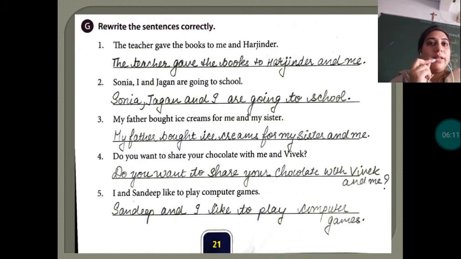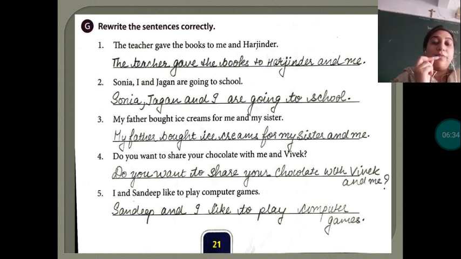Now students, the last activity of your chapter: you have to rewrite the sentences correctly. The teacher gave the books to me and Harjinder. Is it right? No. The teacher gave the books to Harjinder and me. Read it properly. Just remove the name. The teacher gave the books to me. If you remove the name, it's right.